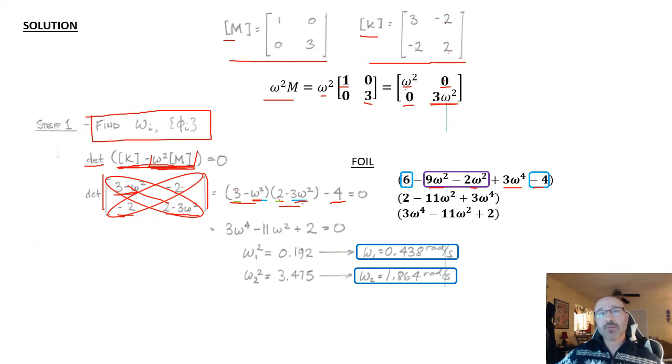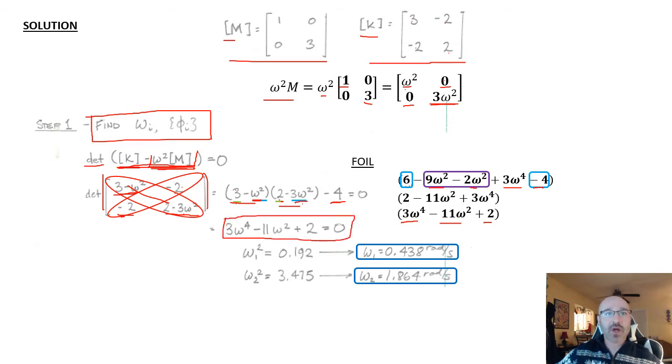Now we can combine and simplify. My 6 and my negative 4 go together, and in purple I have my omega squareds go together. So we end up with 2 minus 11 omega squared plus 3 omega to the 4th. Rearranging a little bit, I end up with 3 omega to the 4th minus 11 omega squared plus 2 is equal to 0. So I write that down there. Now I can factor this out.